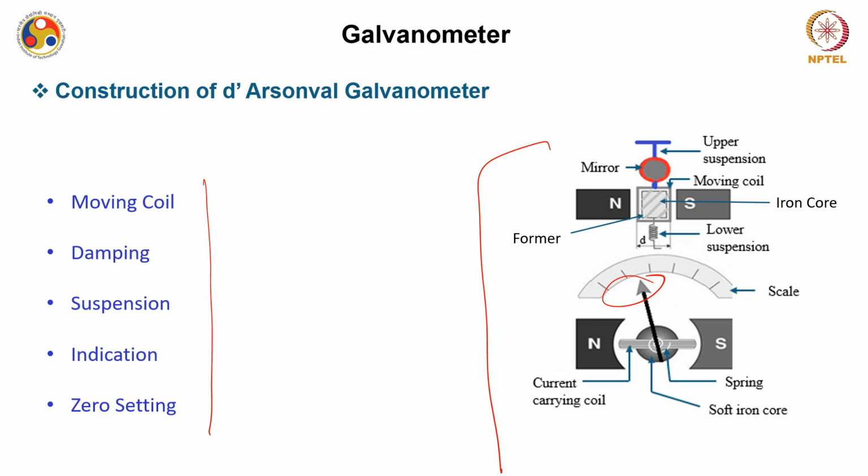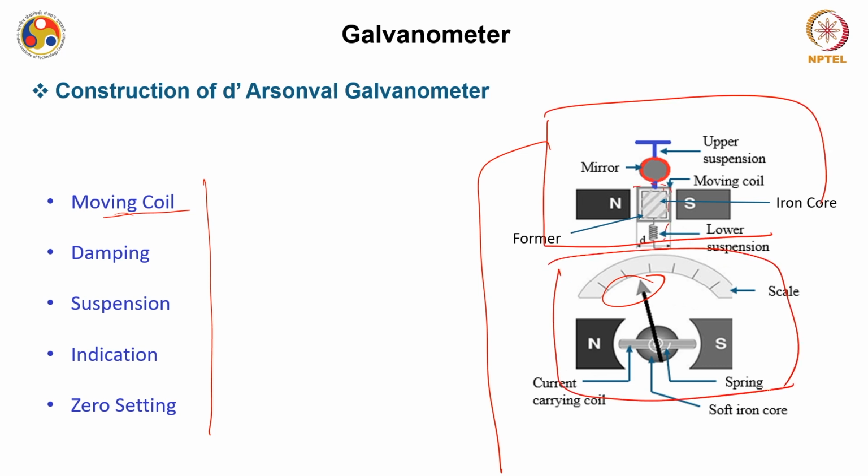So, let us try to see how these galvanometers are made and what the construction of this galvanometer is. There are 5 important parts of a galvanometer. One is the moving coil, which you can see here. This is a top view and this is a side view of the galvanometer. I am calling this one view 1 and this one 2. So, you have a moving coil.